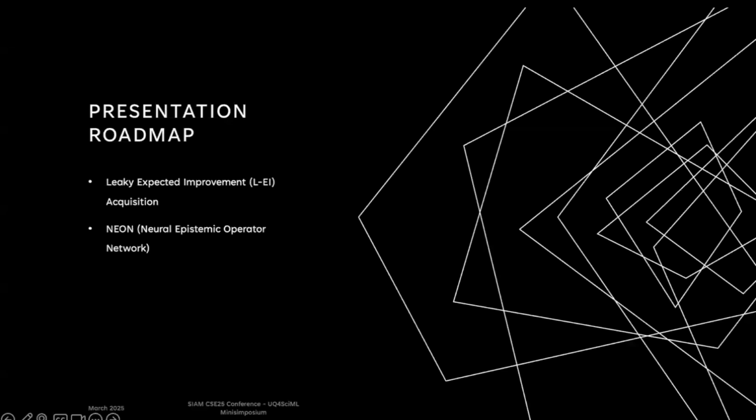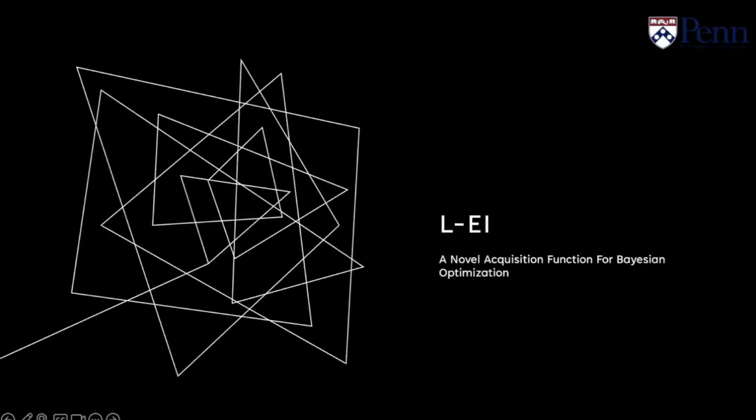So in the remainder of the presentation, I'm going to talk about the two main contributions of the paper, namely the Leaky Expected Improvement acquisition function and the Neural Epistemic Operator, or NEON, architecture. I'll start with the Leaky EI.